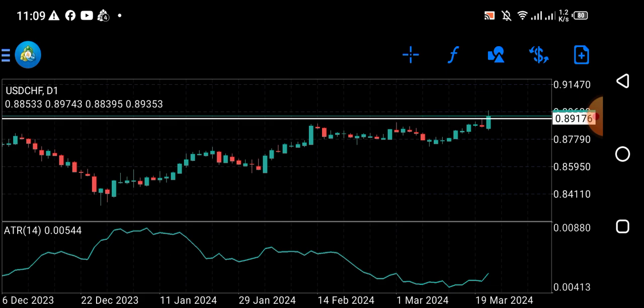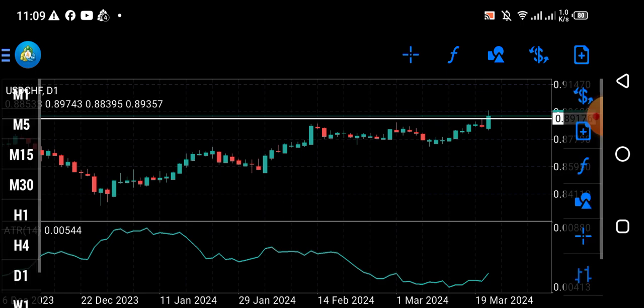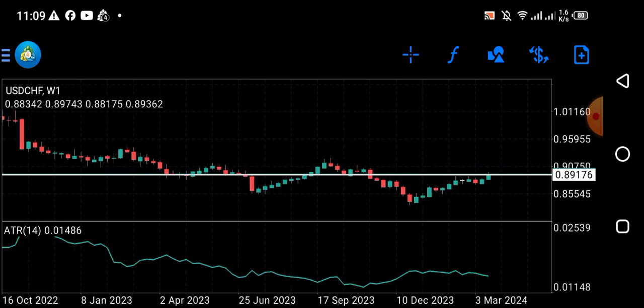With the ATR indicator you can tell which instrument will be volatile for the week or for the day. Daily and weekly are the time frames I recommend that you apply the ATR indicator on. So for example, we are looking at USDCHF now. Let's see the ATR value on the weekly time frame.